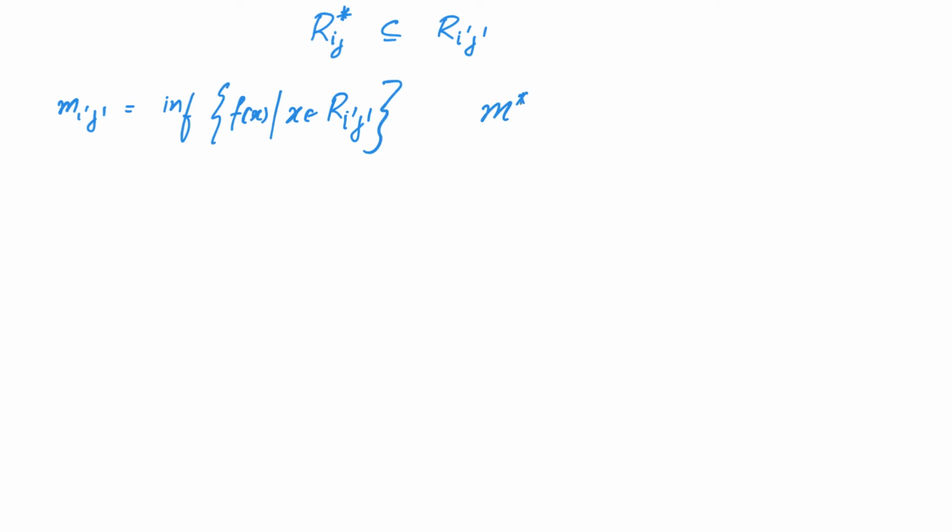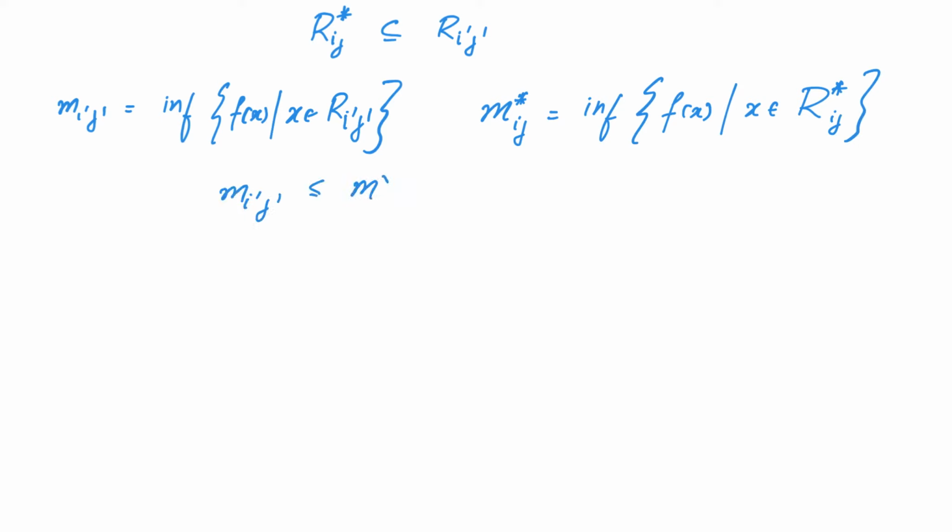Recall that given two subsets A and B of the set of real numbers such that A is a subset of B, the infimum over elements in A is greater than or equal to the infimum over elements in B. Therefore, as Rij star is a subset of Ri dash j dash, you can notice that Mi dash j dash has to be greater than or equal to Mij star. Why? This is because the set of all f of x such that x belongs to Ri dash j dash contains the set of all f of x such that x belongs to Rij star.